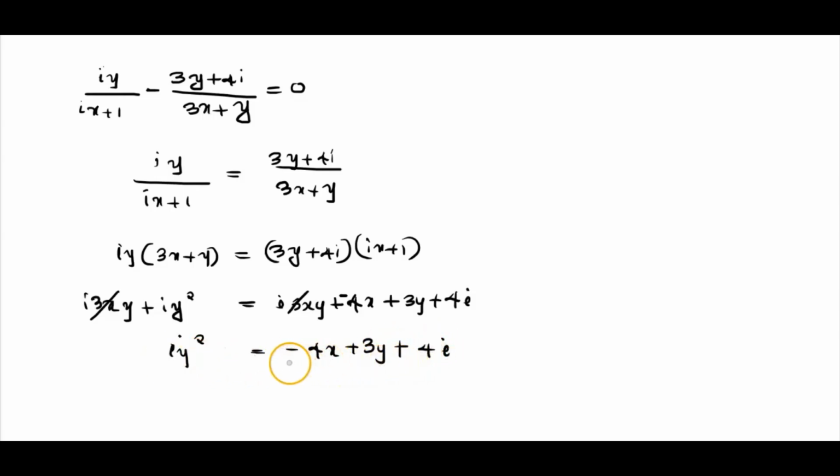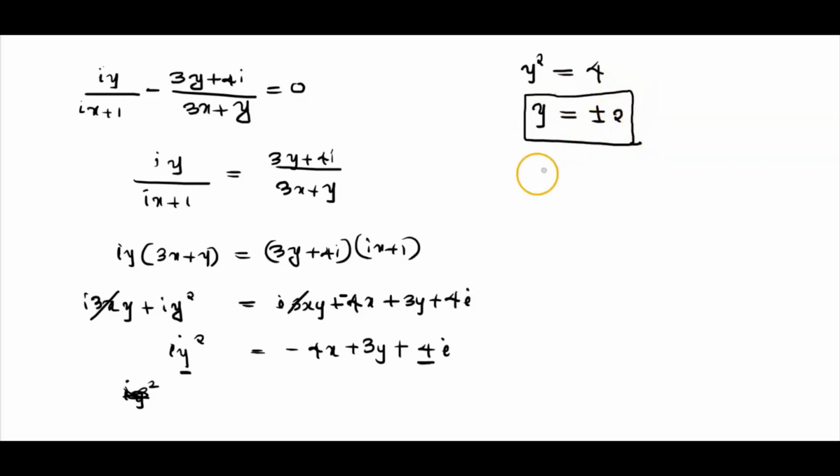So let's equate the real part and imaginary part. So iy square, this y square is the imaginary part. So first, equating the imaginary part, y square equal to, here the imaginary part is 4. Y square equal to 4. What do we get? Y is equal to plus or minus 2.